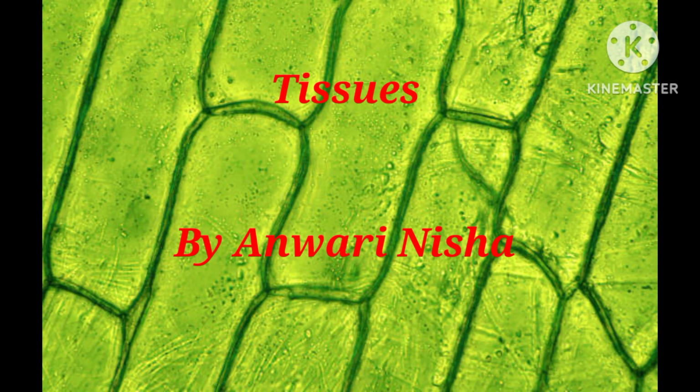Today our topic is tissues. So in this topic we'll discuss what a tissue is, how many parts it is divisible into, and how those parts are again subdivided into different kinds of tissue. We'll discuss with the help of diagrams or pictures.